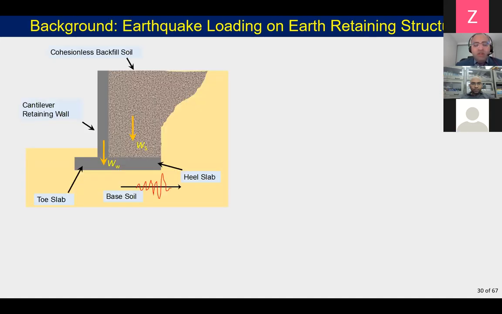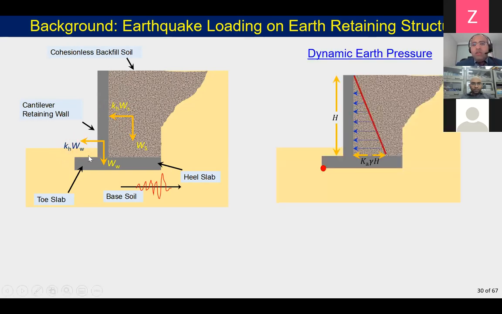But what's the difference between the static case and the earthquake case? In case of an earthquake, you have a lateral thrust also acting from the soil toward the wall, and because of the inertia of the wall, you also have another component coming from the self weight of the retaining wall. So this is your earthquake case, and when you compare it with the static case, where you have the pressure triangularly distributed, now it's more because of this additional thrust acting from the backfill soil to the retaining wall.